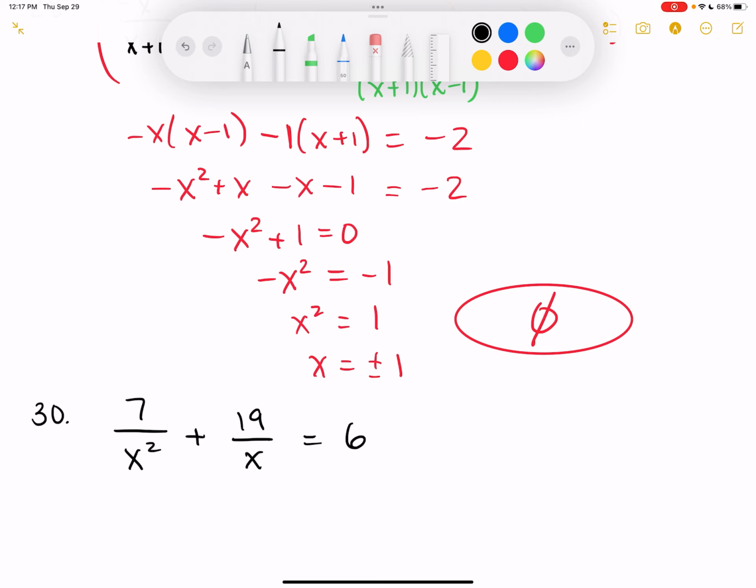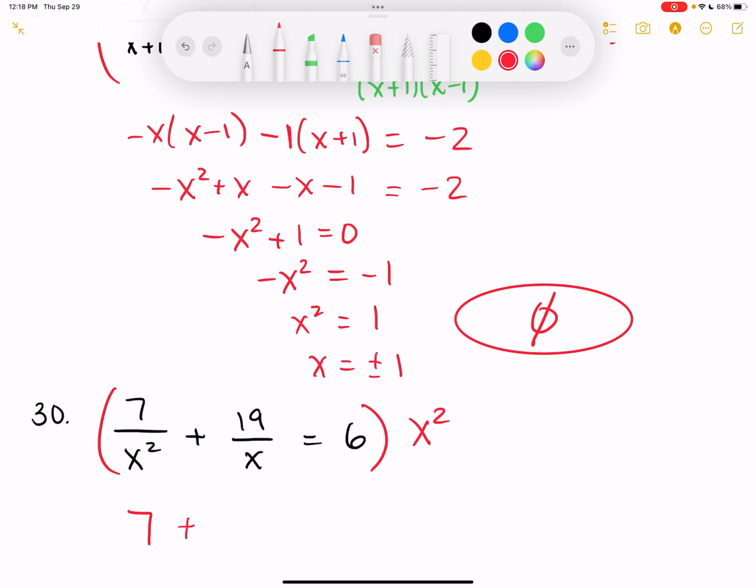Yes. If this one's an x squared and this is an x, what do I need to multiply by to get rid of those? x squared. I just need to multiply by x squared all the way across. Everything times x squared. So when I do this, 7x squared, that cancels. So it's just 7x squared, plus.